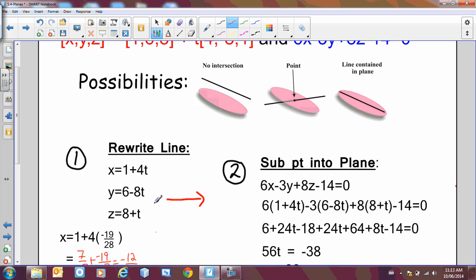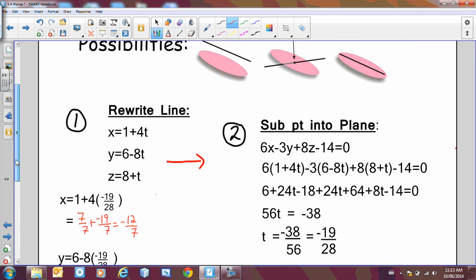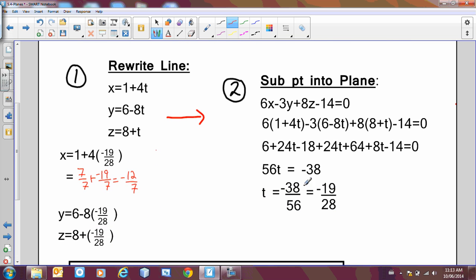So if one of those points happens to appear over here as well, we can use these little expressions to represent the x, y, and the z. So substitute those in for x, y, and z. Of course, now we have one big equation with only one unknown value, and we can simplify it, and we get down to negative 38 divided by 56, which is the same as negative 19/28.